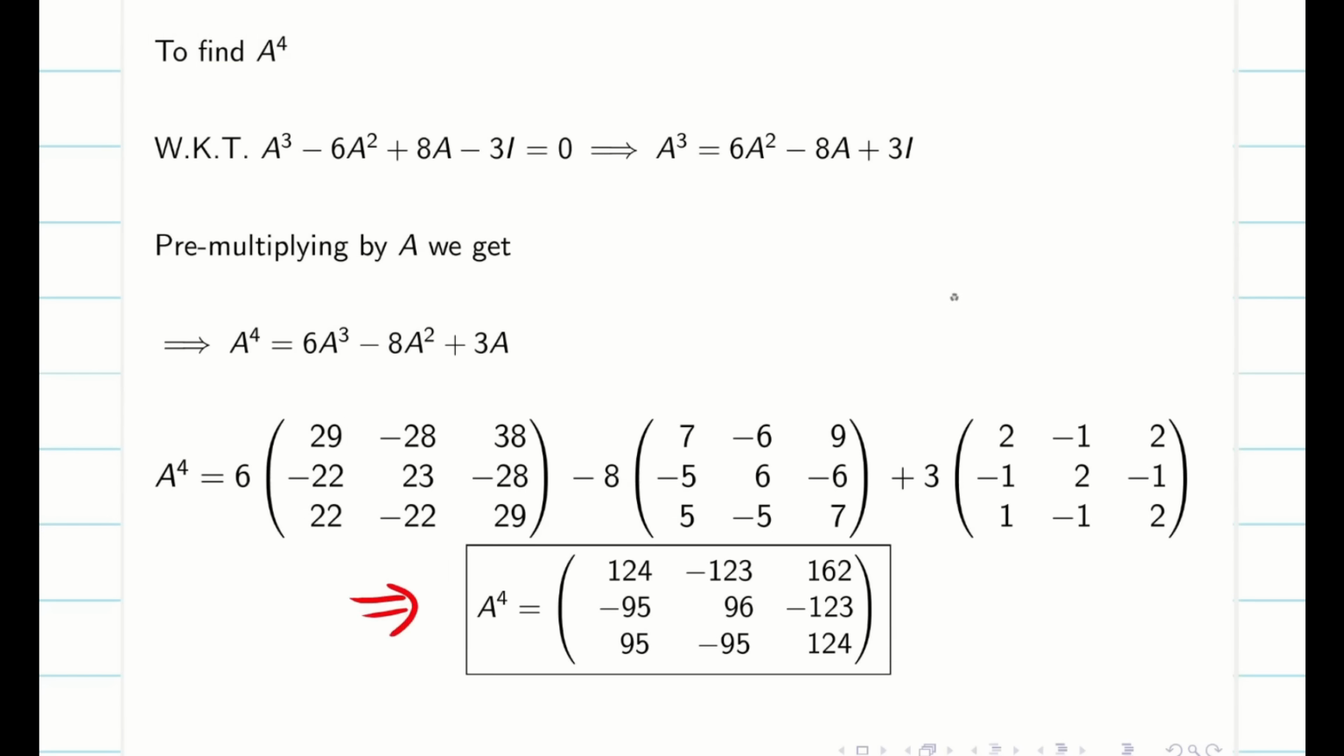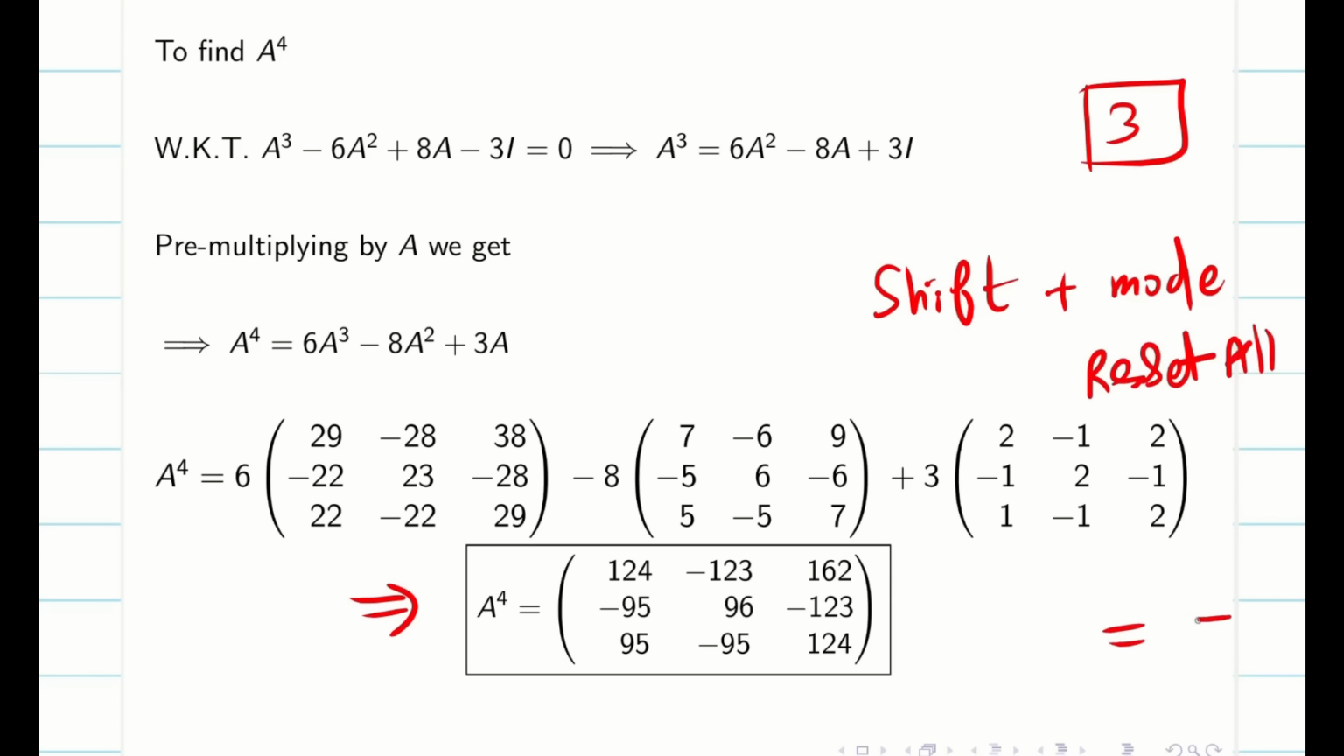And many students are asking doubts: what if your calculator is stuck in matrix mode or equation mode? After you end the problem, again press shift plus mode and then choose 3 and press reset all, equal to. Now your calculator is cleared of all the memories, whether it is matrix or equation mode. All the modes will be cleared and it will come into normal mode.